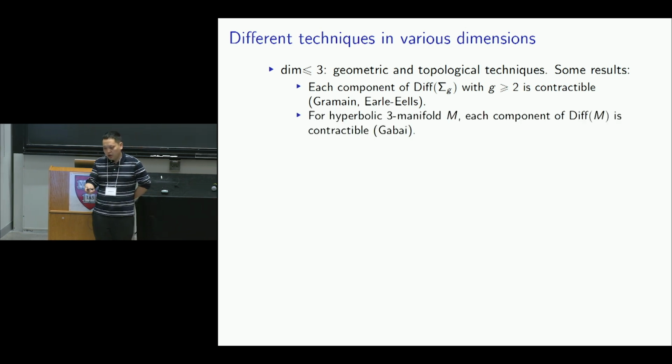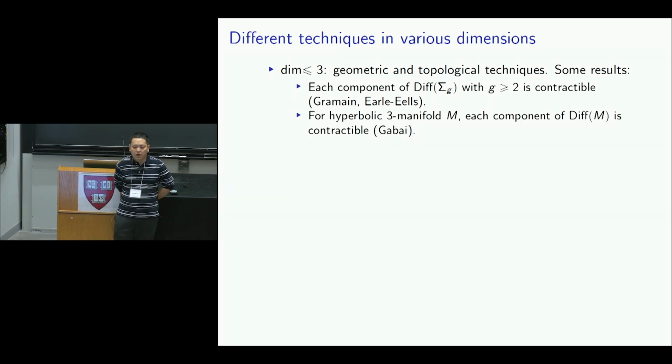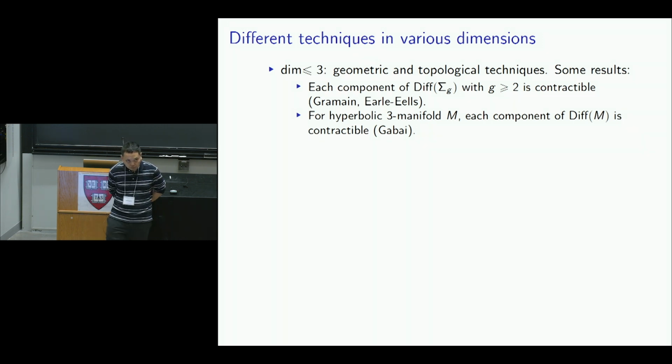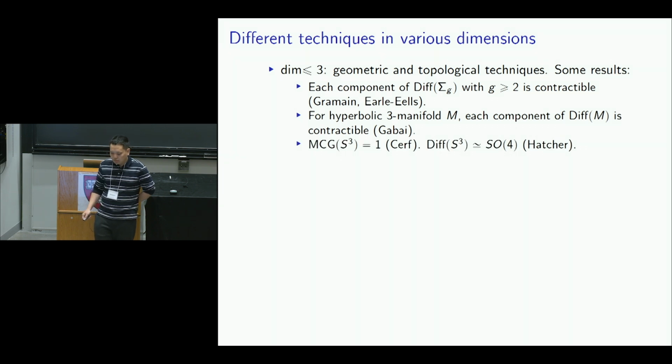And also, the same result actually holds for hyperbolic 3-manifolds. This is a deep result proved by Gabai. Each component of the diffeomorphism group of a hyperbolic 3-manifold is contractible. So again, you just care about the mapping class group, which is actually always finite. Okay, and some important results about the sphere. Any result about the sphere is important.